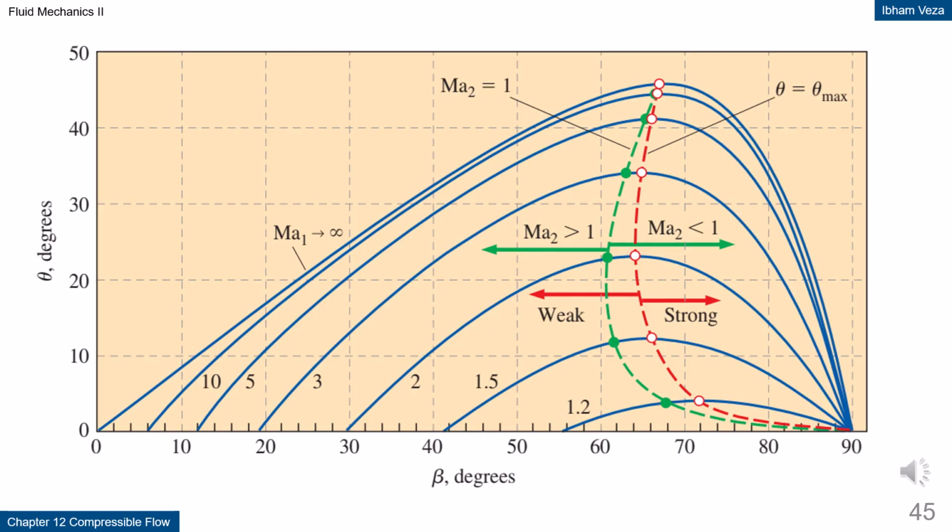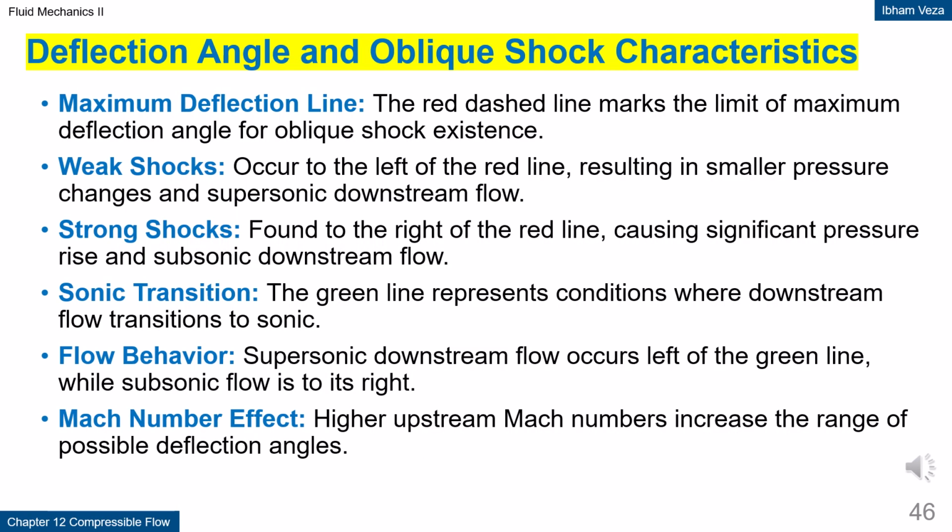In addition, the physical limits of oblique shock existence will be discussed. This transition is important for understanding the limitations of supersonic aerodynamic design. Deflection angle and oblique shock characteristics. There is a maximum deflection angle that still allows an oblique shock to exist. To the left of this limit, only weak shocks occur, with relatively small pressure increases. To the right, strong shocks appear, and the downstream flow becomes subsonic.